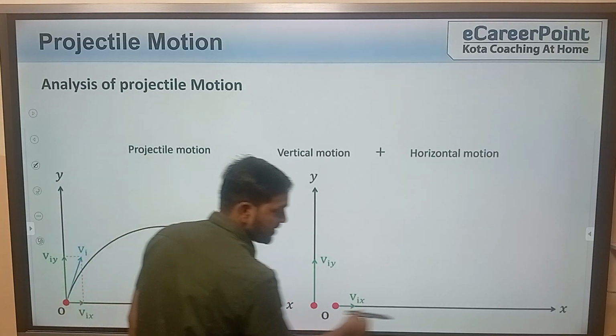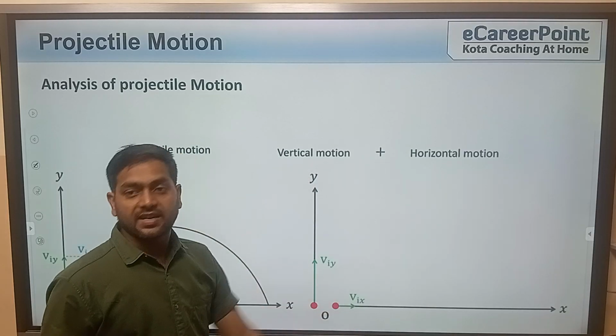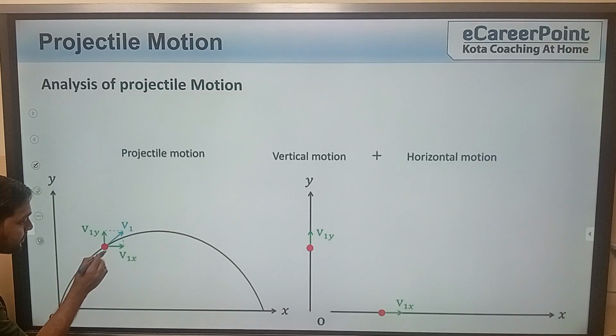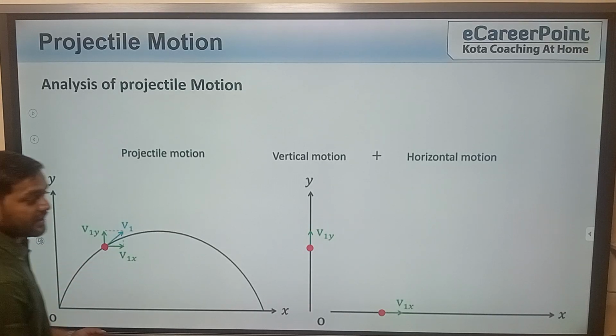So Vy, and this is moving in this direction. So that is Vx, right? So here, this object is moved to here, right? This object is moved to here. So for that reason, what happens?